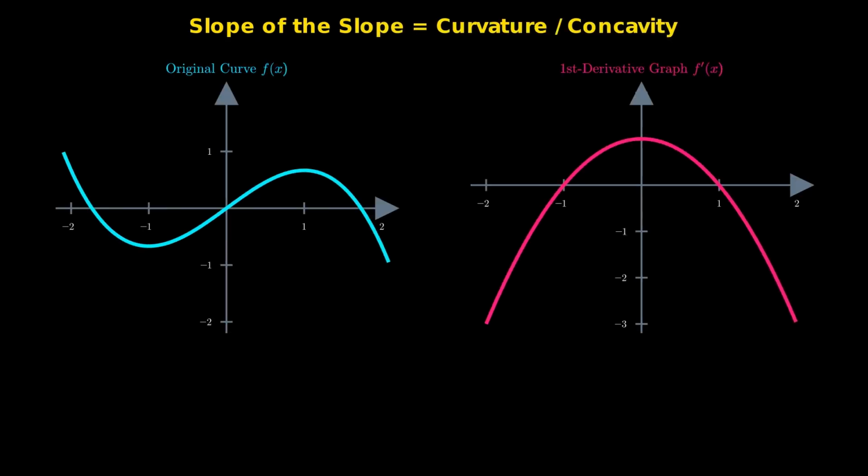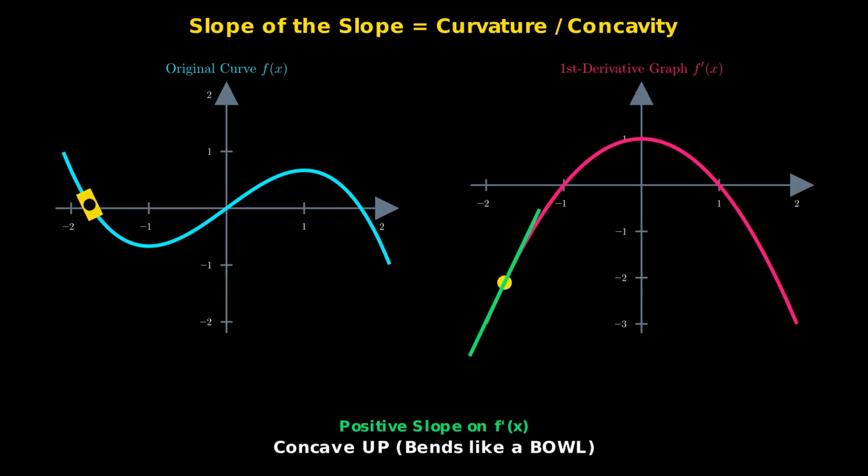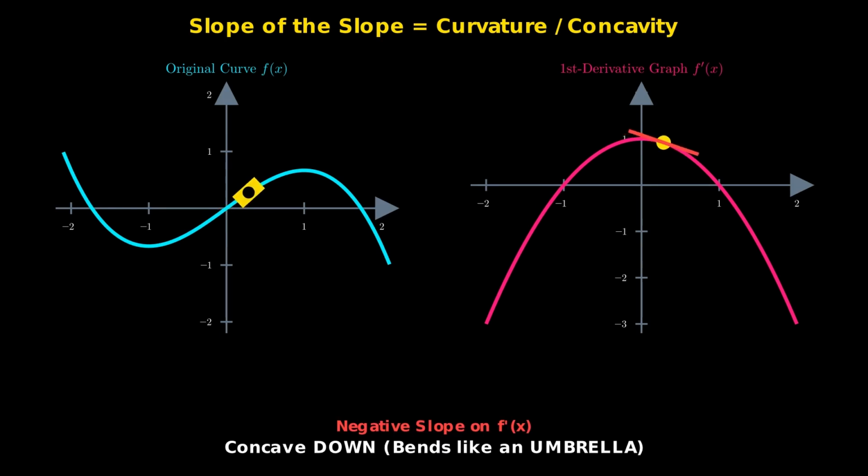Think of driving a car along the original curve from left to right. If the first derivative graph has a positive slope, your steepness is increasing. The original curve bends upward like a bowl. We call this concave up. If the first derivative graph has a negative slope, your steepness is decreasing. The original curve bends downward like an umbrella. We call this concave down. Let's look back at our 3 functions through this exact lens.